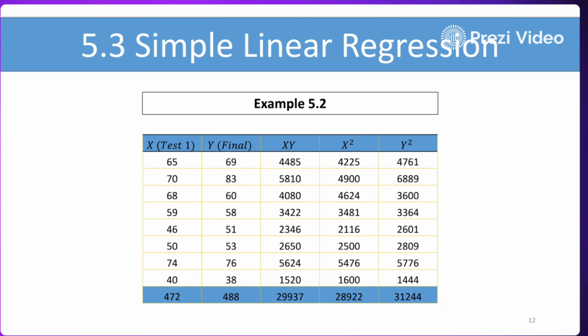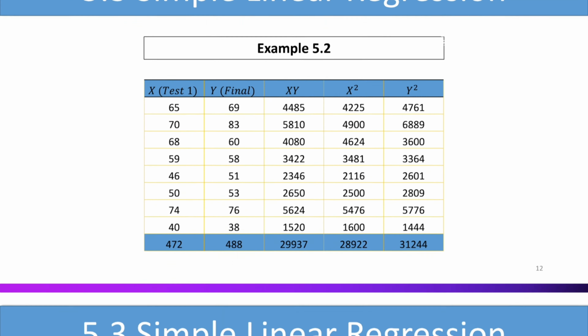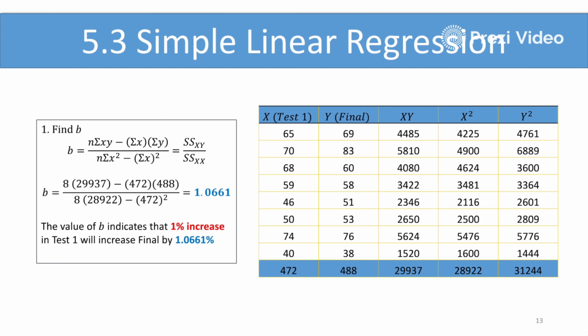Dan dekat sini kita gunakan example yang sama tadi dalam part 1. Okay, we have the test 1, we have the final score. Okay, we obtain the summation of x, y, summation of x to the power of 2, and also the summation of y squared. Okay, then like I said, we need to find b first, because in order to find a, there is b inside the a formula. So kita cari slope dia dulu.